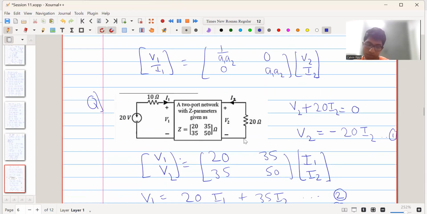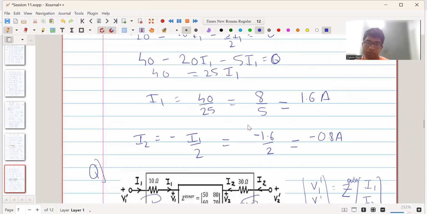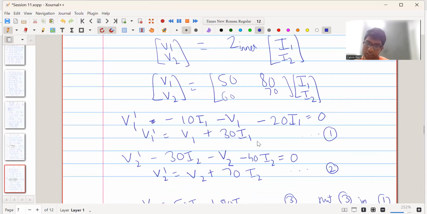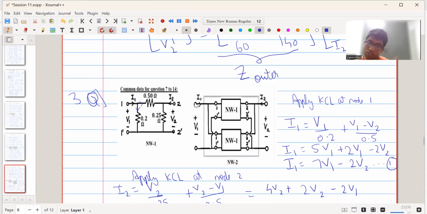Then we solved some sums where the Z parameters are given for the network and some resistors and voltage sources are connected externally. Then what would be the overall Z parameters of the overall network, and that we obtained. Similarly, when resistors are connected at both the input and the output, what changes we observed, and we have solved that.